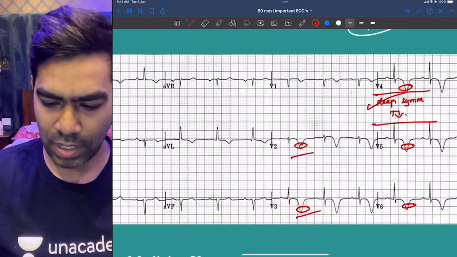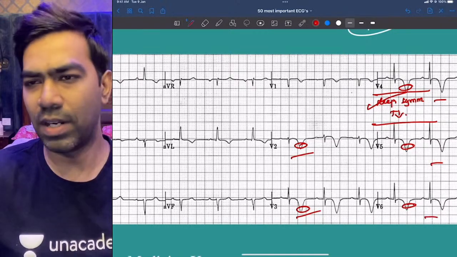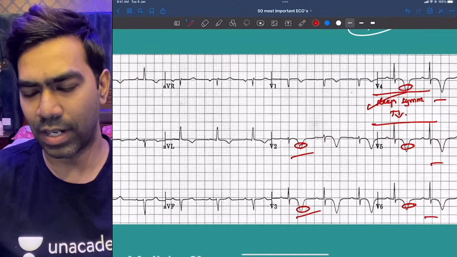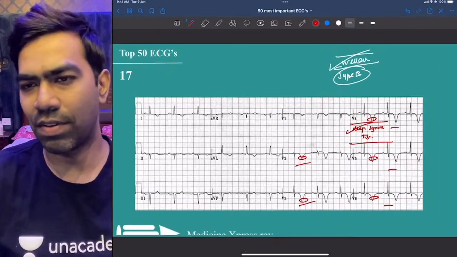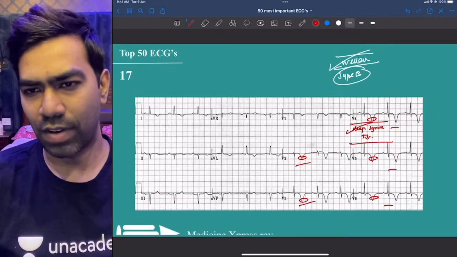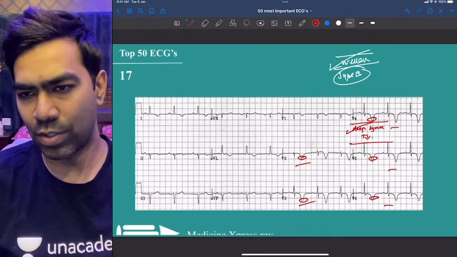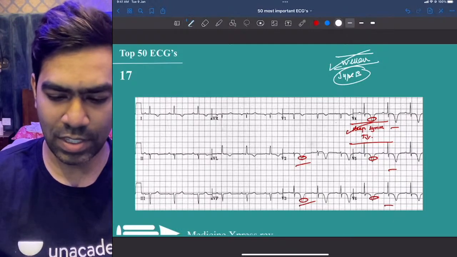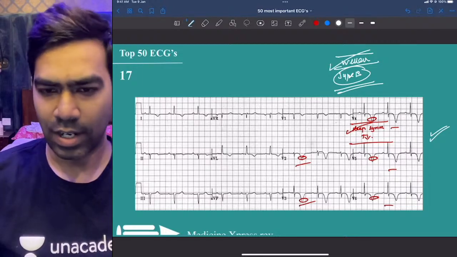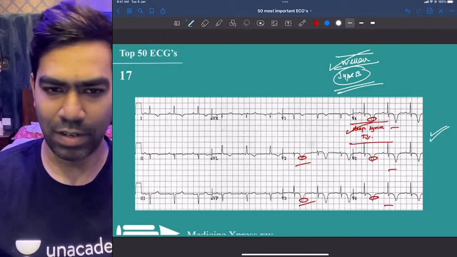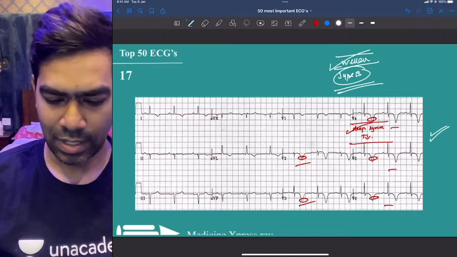In V2, V3, V4, V5, V6, there are multiple differential diagnoses for this kind of deep symmetric T wave inversions. That is the reason I said whenever you have ST segment depressions or T wave inversions, they are very non-specific findings, and you need to always correlate clinically. If this patient is coming with chest pain, then with this kind of an EKG, I'm going to make a diagnosis of critical LAD occlusion. So this is a type B Wellens, which is also very commonly asked in exams.